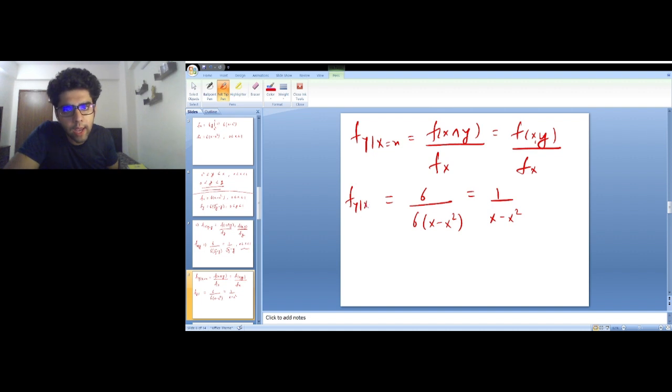F of y given x is equal to x, where y lies between 0 and 1. So you've solved all of the parts, right?